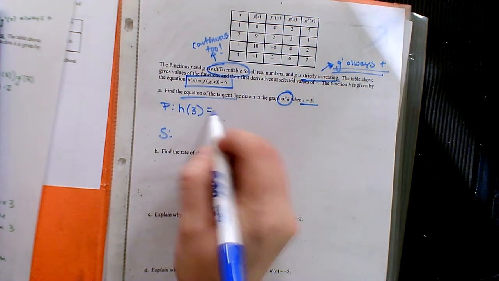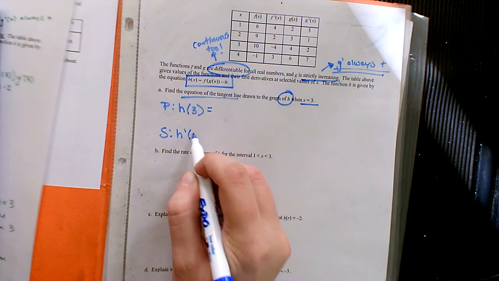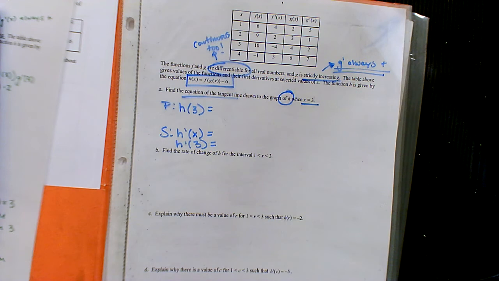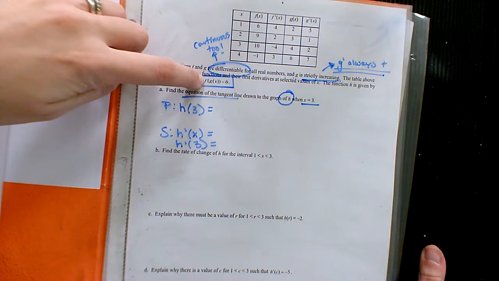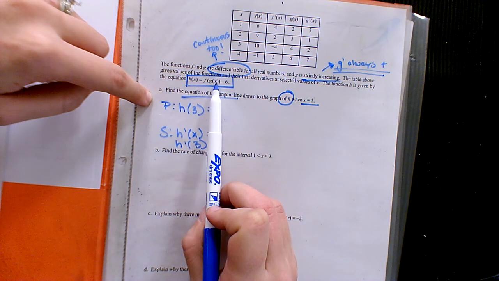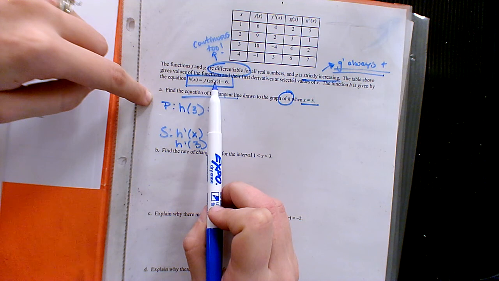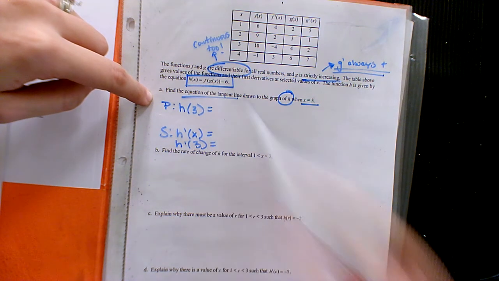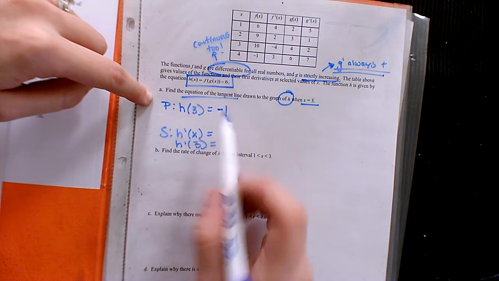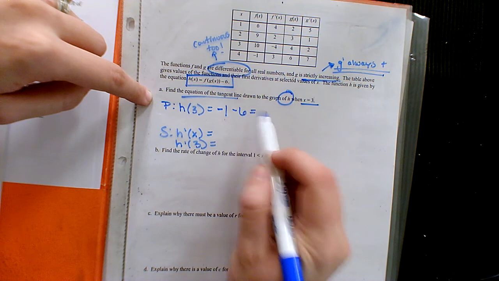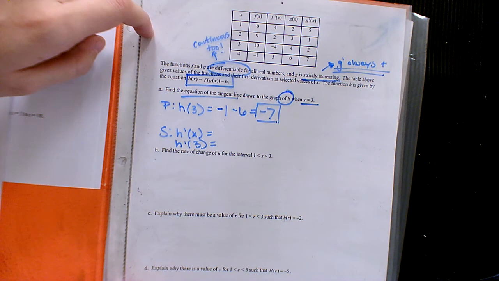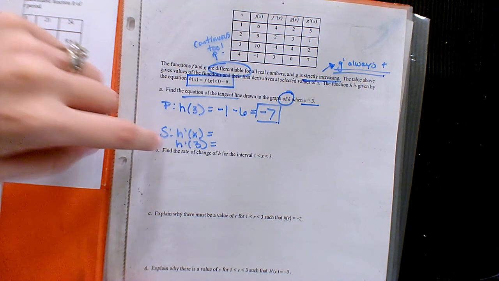So we've got to plug in 3 for h, and then we eventually have to plug in 3 for the derivative. All right, now h, the equation, is given to us at the top. Let's go ahead and plug in 3. g of 3, based off the table, is 4. Is that right? And then if we take that 4 and plug it into f, we get negative 1. And then if we subtract 6, we'll get negative 7. All right, so there's our point value.